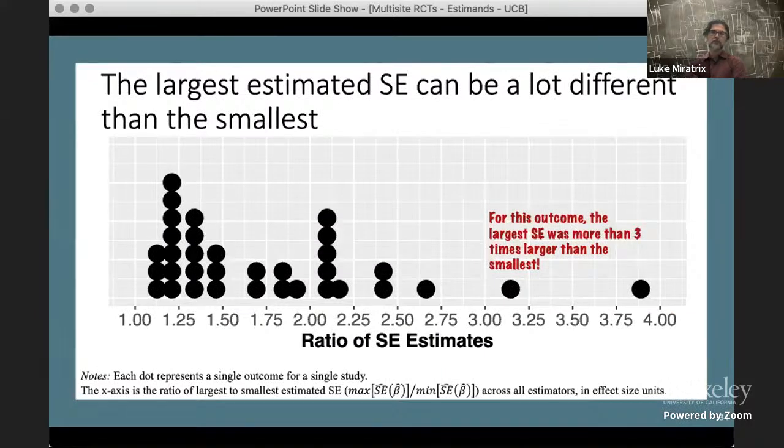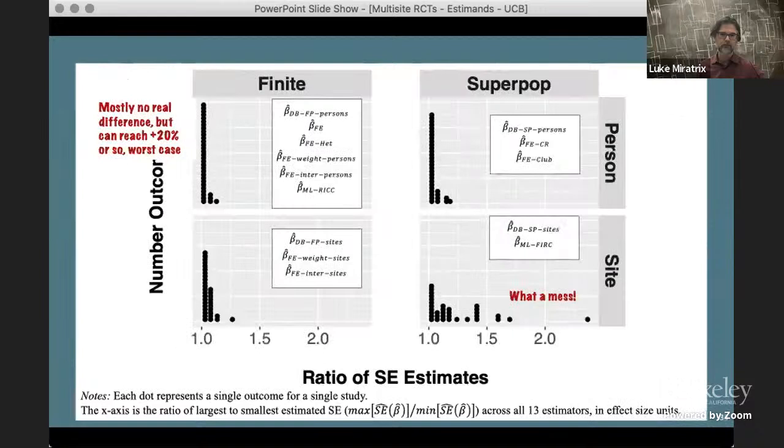So similar to the prior plot on beta, this is the ratio of the largest standard error to the smallest standard error across all the estimators. Regularly, we're seeing that some standard errors are more than 200% larger than other standard errors. Sometimes we get 4 times the size. So depending on the model you pick, you are going to get standard errors that are very, very different.